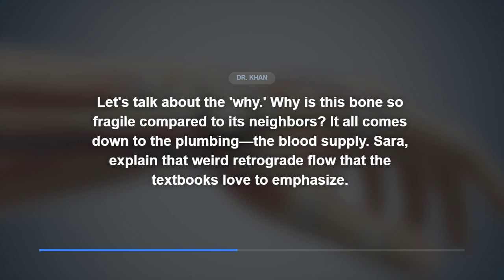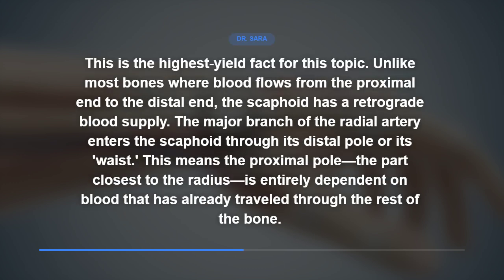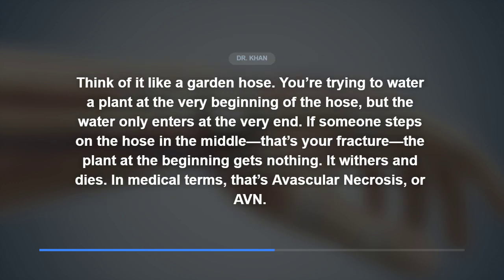Let's talk about the why. Why is this bone so fragile compared to its neighbors? It all comes down to the plumbing, the blood supply. Sarah, explain that weird retrograde flow that the textbooks love to emphasize. This is the highest yield fact for this topic. Unlike most bones where blood flows from the proximal end to the distal end, the scaphoid has a retrograde blood supply. The major branch of the radial artery enters the scaphoid through its distal pole, or its waist. This means the proximal pole, the part closest to the radius, is entirely dependent on blood that has already traveled through the rest of the bone.